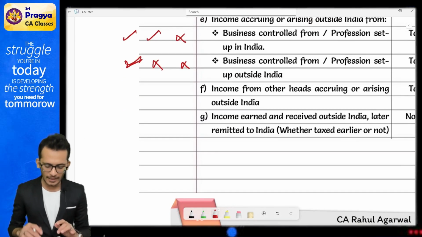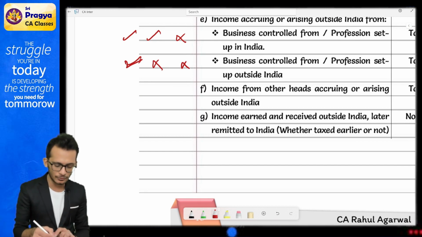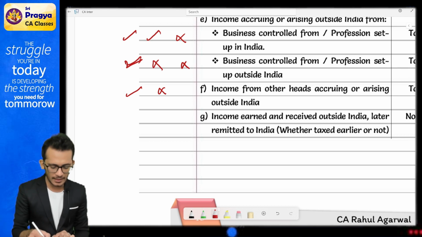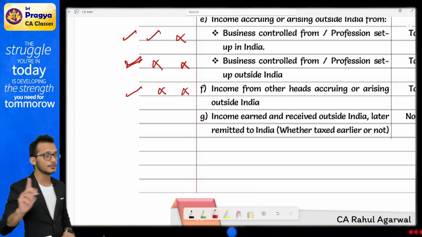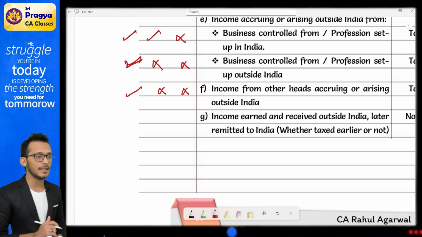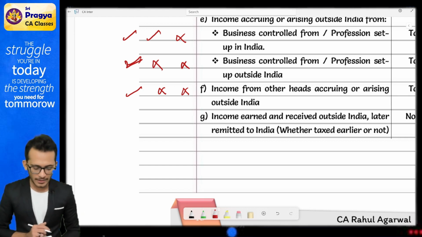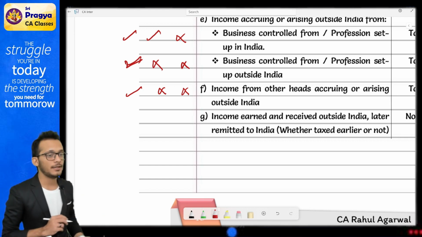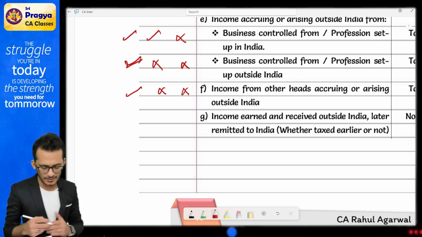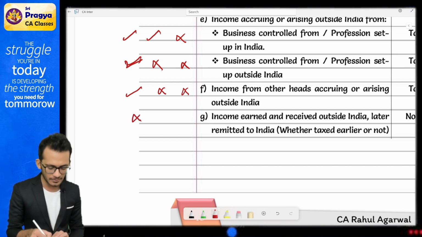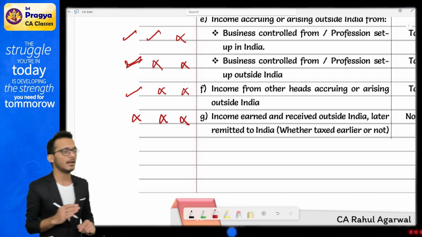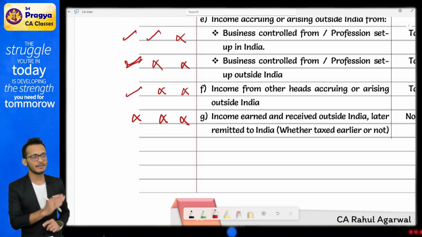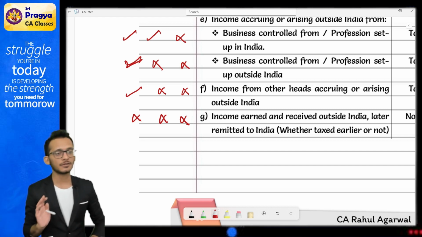Then they say, Rahul, my income is from other heads accruing or arising outside India. ROR is taxable. RNOR is not taxable. NR is not taxable. Rahul, my income has been earned and received outside India, but later on remitted to India. Now I am on remittance basis. ROR will also say not taxable. NR will also say not taxable. RNOR will also say not taxable. Why, Rahul? Because on remittance, it is never taxable.